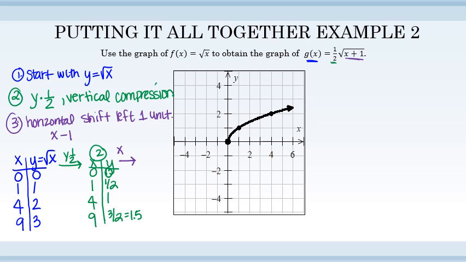Step 3. Take your x values and subtract 1. So this becomes -1, this becomes 0, this becomes 3, and 9 becomes 8. And then the y values stay the same. And now you can graph this. So we've got (-1, 0), (0, 1/2), (3, 1), and (8, 3/2), which is all the way out here.